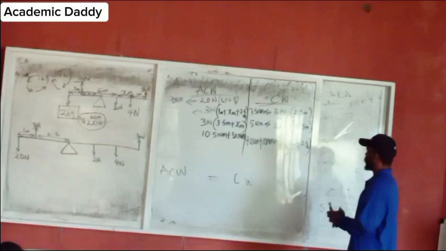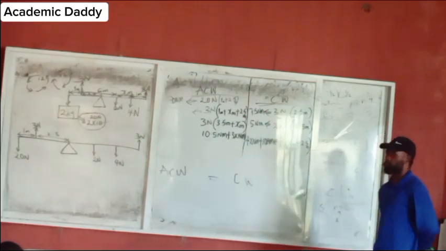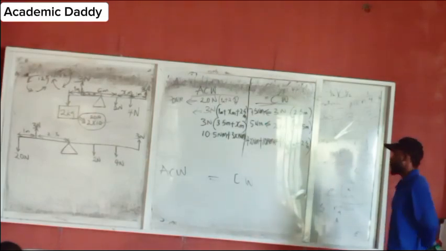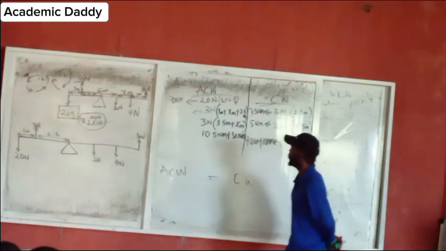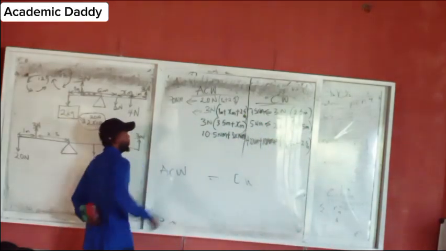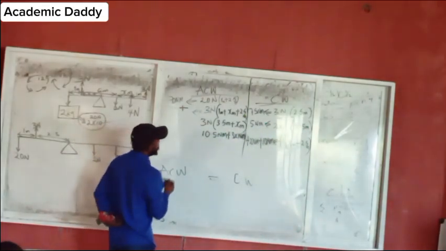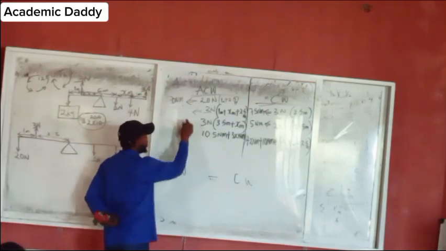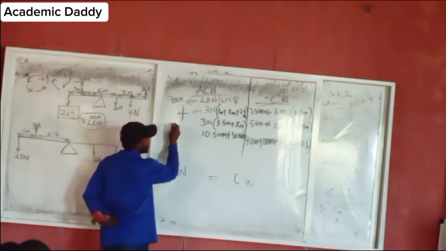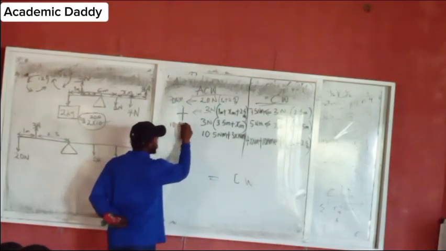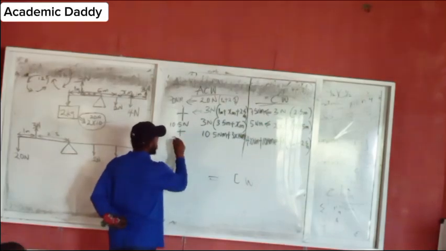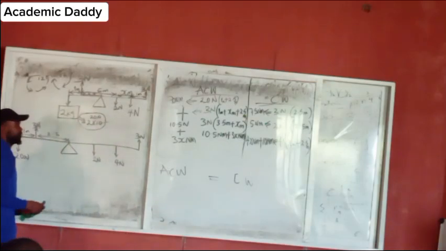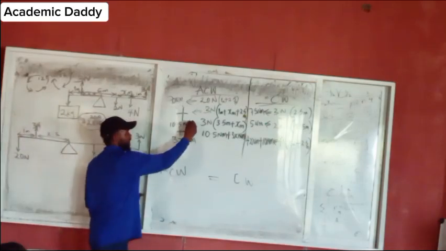Now that I've gotten my clockwise and my anti-clockwise, the next thing is to sum up the clockwise moments and sum up the anti-clockwise moments in units. So now let's sum up: 70 Newton meter plus 10.5 Newton meter, then plus 3x Newton meter. That gives 80.5 Newton meter plus 3x Newton meter.